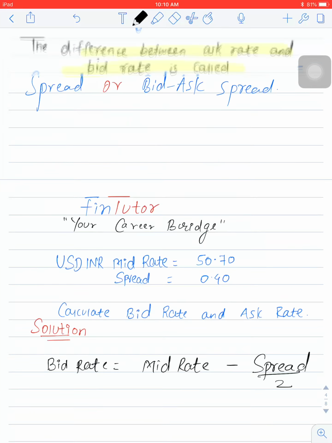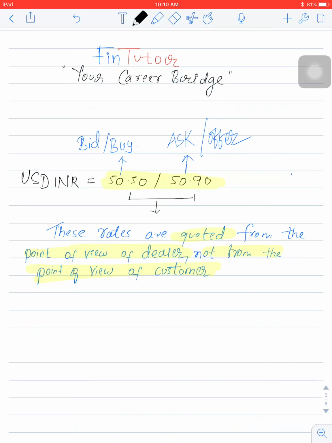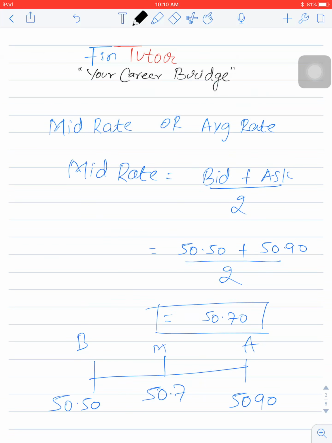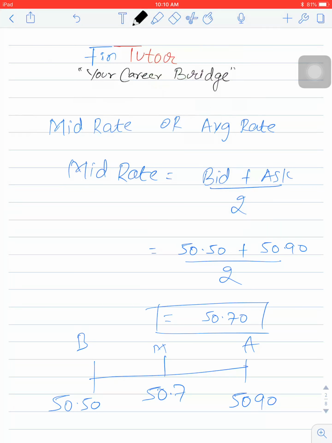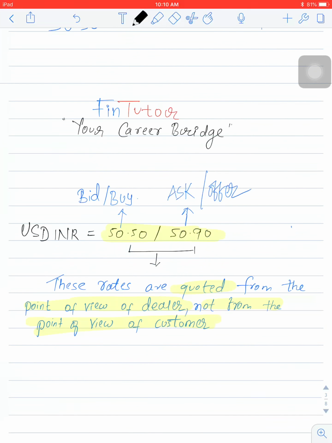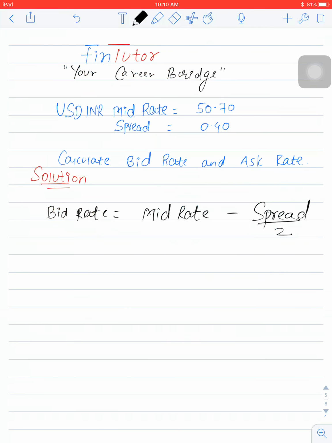Now another logic: you can see in the previous video, we discussed that middle rate falls between bid and ask rate. So you can clearly see middle rate is greater than bid rate, but it is less than ask rate. So we need to basically move from middle rate to bid rate. To move from middle rate to bid rate, I need to decrease the value. So that's why we are using the minus sign over here.